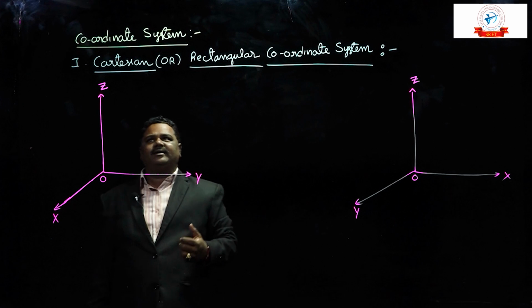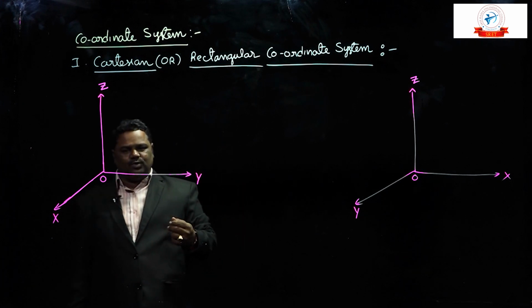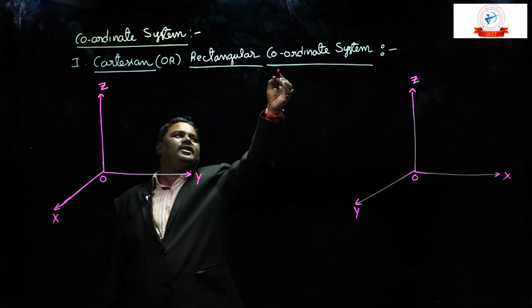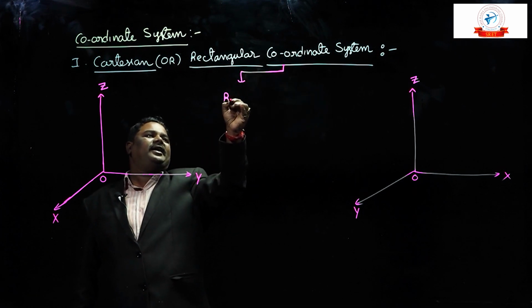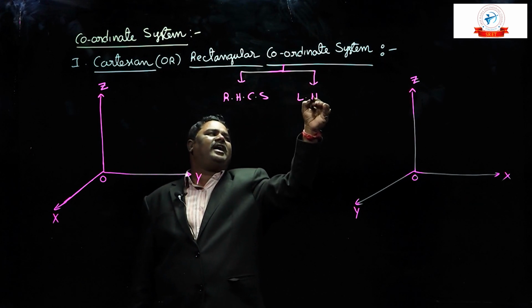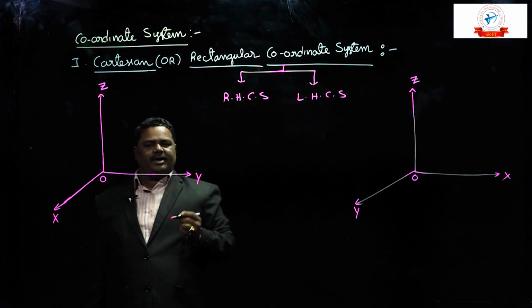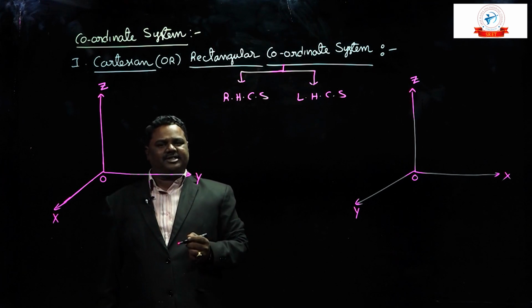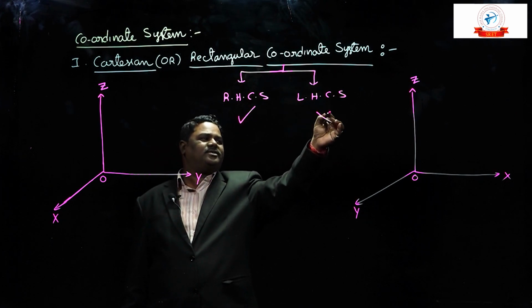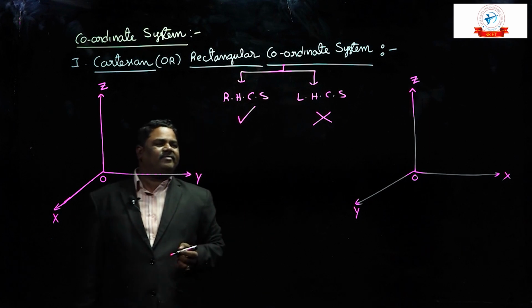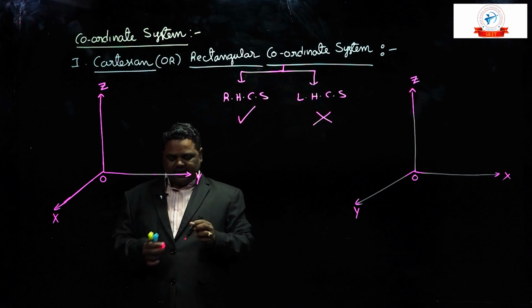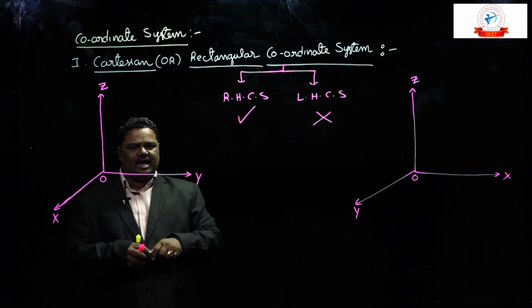Here, in this Cartesian coordinate system, we have two kinds of coordinate system. One is called a right-handed coordinate system, another one is a left-handed coordinate system. Everybody is supposed to use only one coordinate system, that is the right-handed coordinate system. We are not supposed to use a left-handed coordinate system. Let me first explain what is meant by a right-handed coordinate system and what is meant by a left-handed coordinate system. For that we need to apply the left-hand thumb rule or right-hand thumb rule.